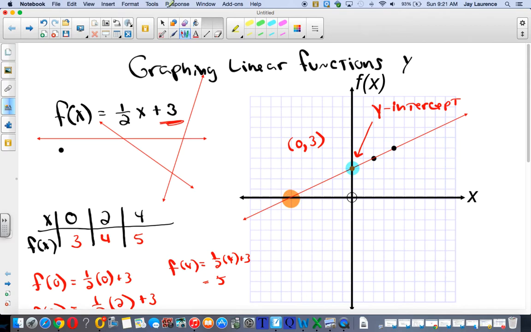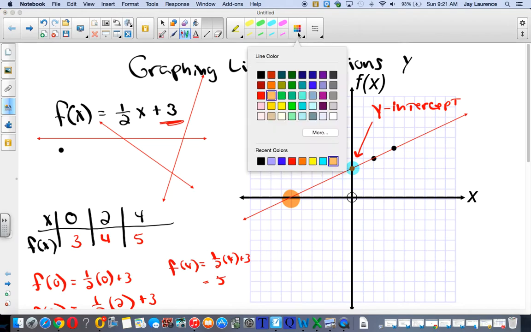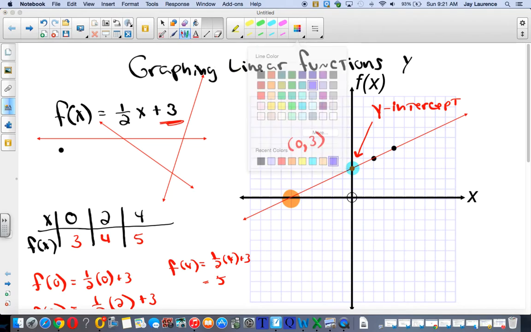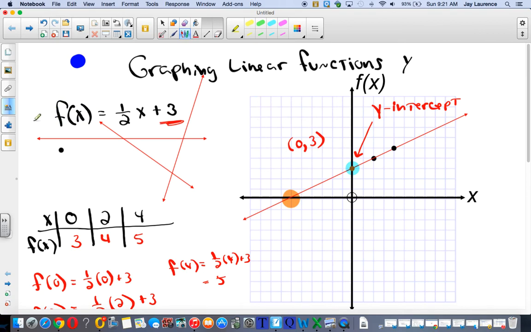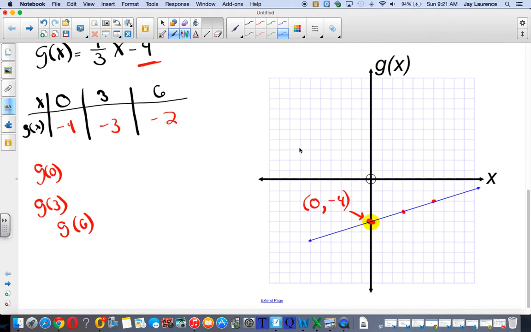If your equation is like a function, f of x equals something, and f of x is alone, there's no number over here. Or if I said y equals 1/2 x plus 3, you see how this y is alone? There's nothing here, it's just one y. Well, then your y-intercept is always sitting there. And I'll teach you a form in a moment. That's not a coincidence.